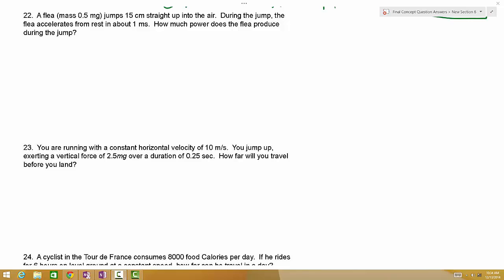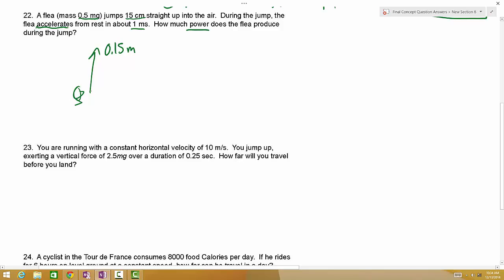22. A flea of 0.5 milligrams jumps 15 centimeters straight up into the air. During the jump, the flea accelerates from rest in about 1 millisecond. How much power does the flea produce? Okay, so what's the situation? We have a flea and it jumps up to a height of 0.15 meters.